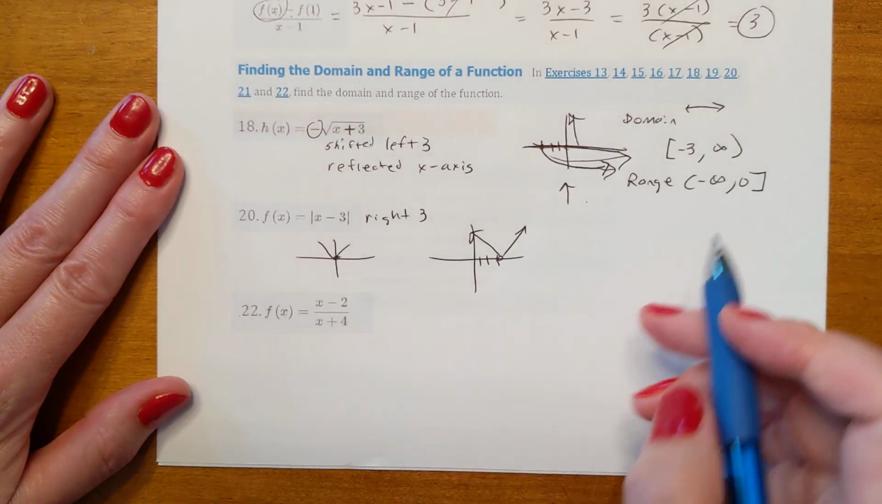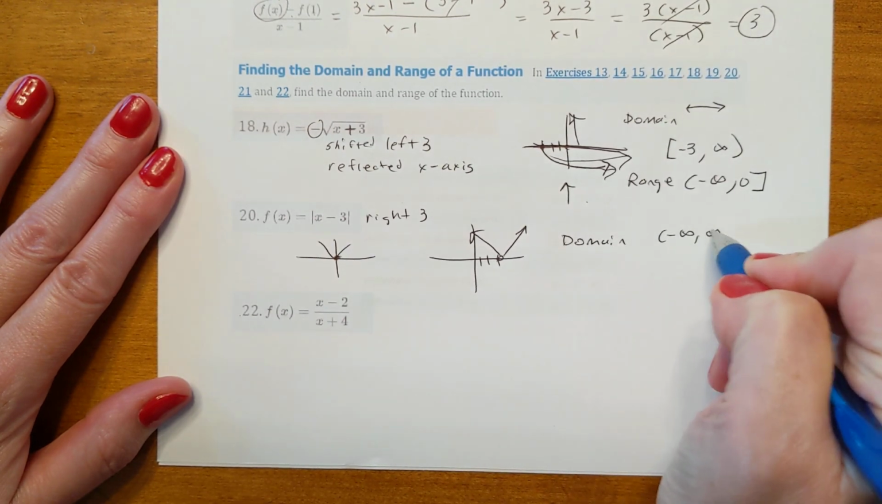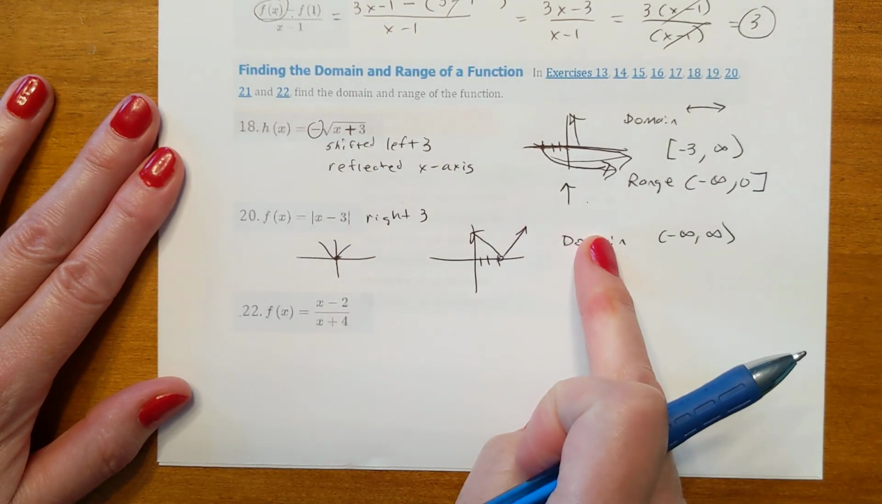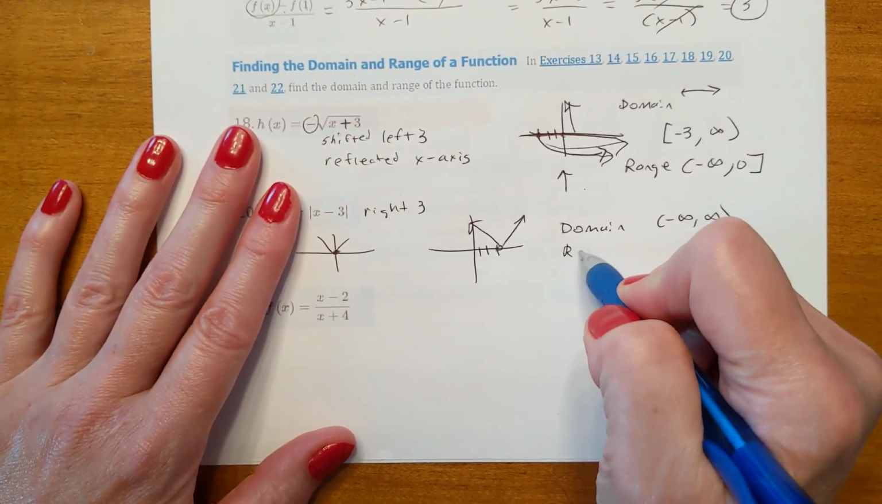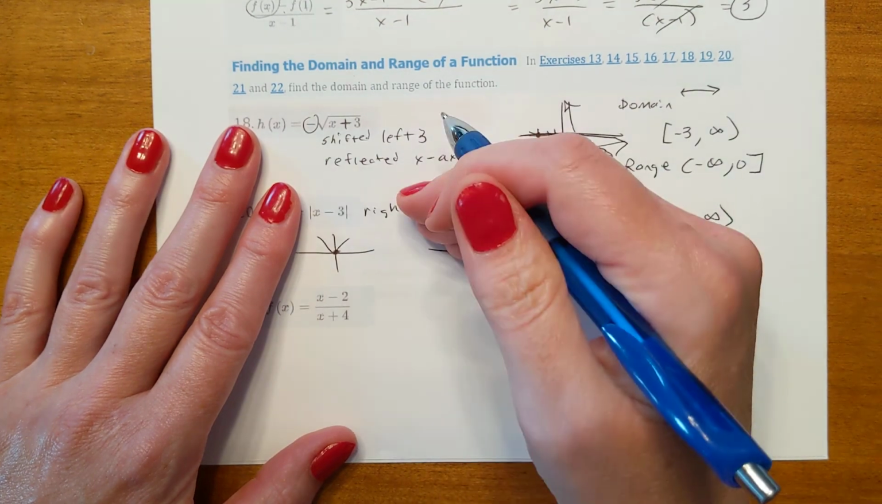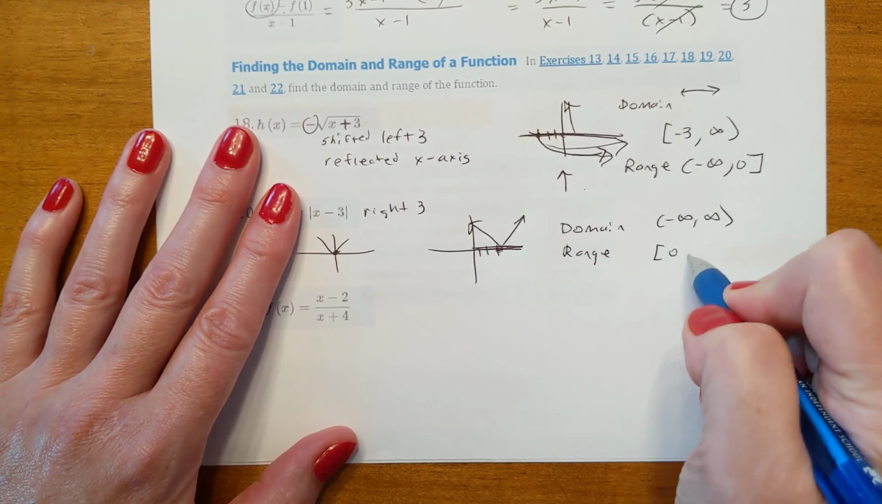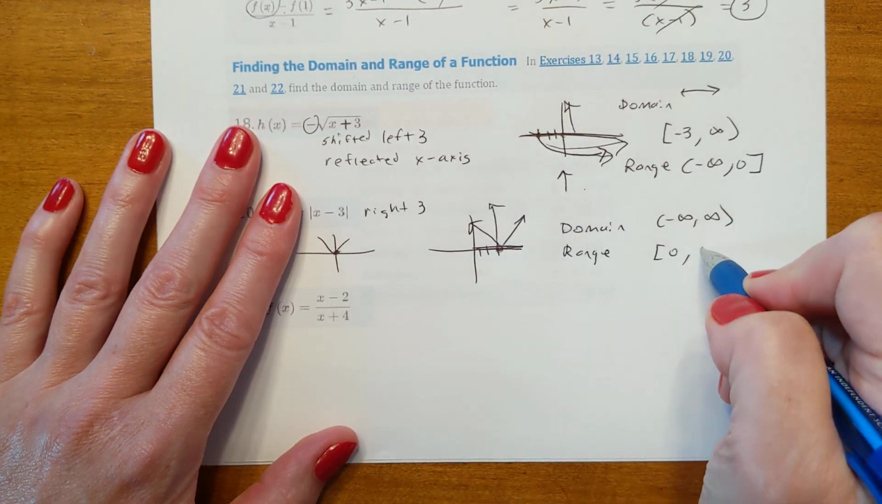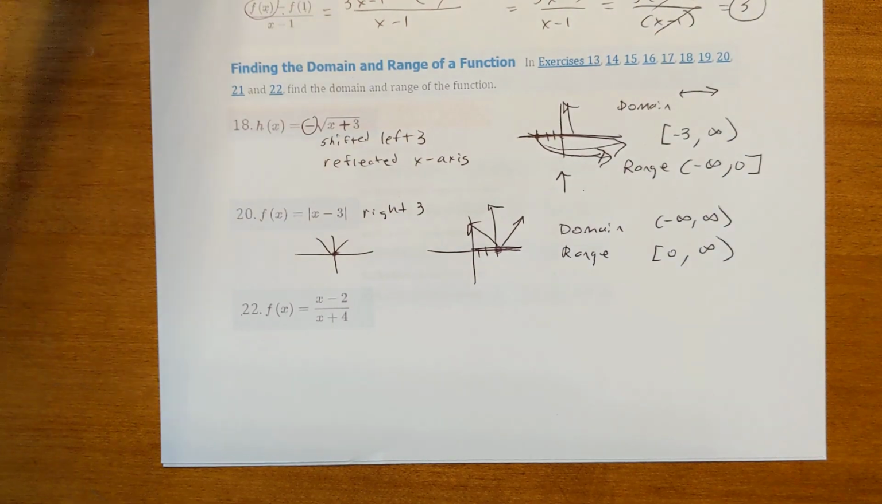So again, the domain is how far it goes left and right, and it's going infinitely left and right. It covers the whole x-axis left and right. It's going forever. And then the range, again, come up from how low it is. It starts here. So it starts at 0, and then it's going up forever. So 0 to infinity is the range on it.